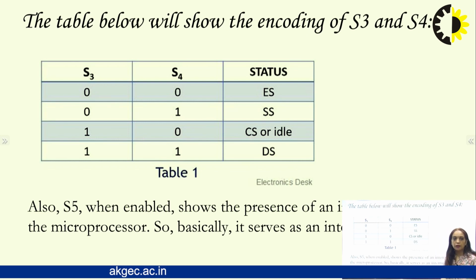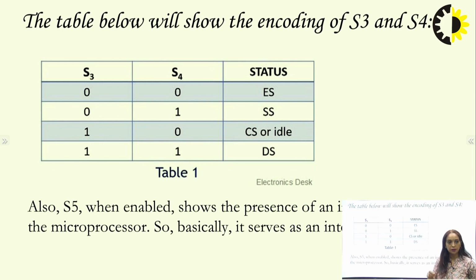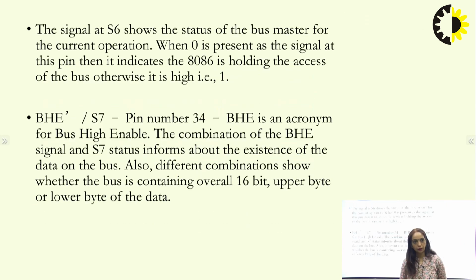S5 is used by the microprocessor to tell you the contents of the interrupt flag. If the value of interrupt flag is 1, it means your interrupt signals are enabled, and when the value of interrupt flag is 0, it means all the interrupts are disabled. So S5 will tell you the status of the interrupt flag. S6 is always connected to 0. So when it is 0, it is present as the signal at this pin. It indicates that 8086 is holding the access of the buses, otherwise it will be high.